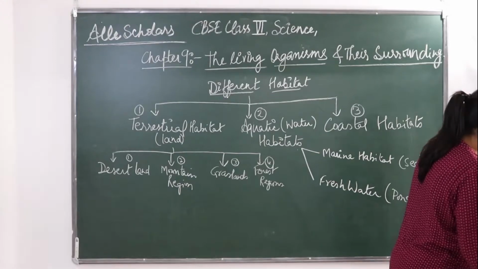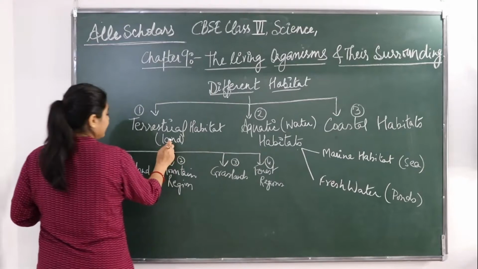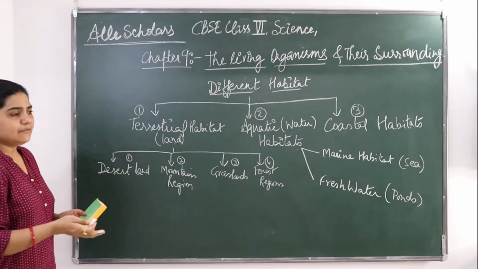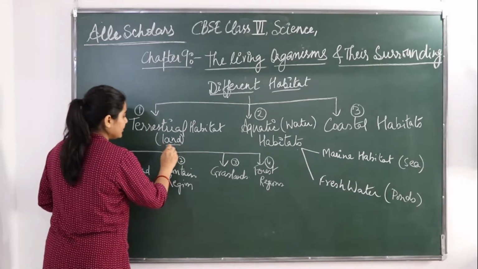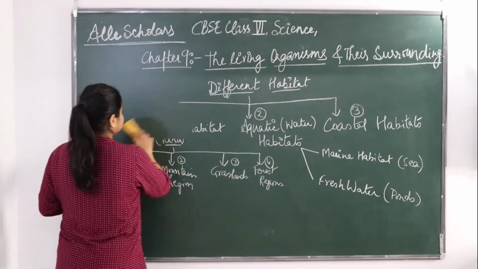Okay, so terrestrial habitat: animals and plants, or you can say any living organism that is living on the land, is said to be terrestrial habitat.